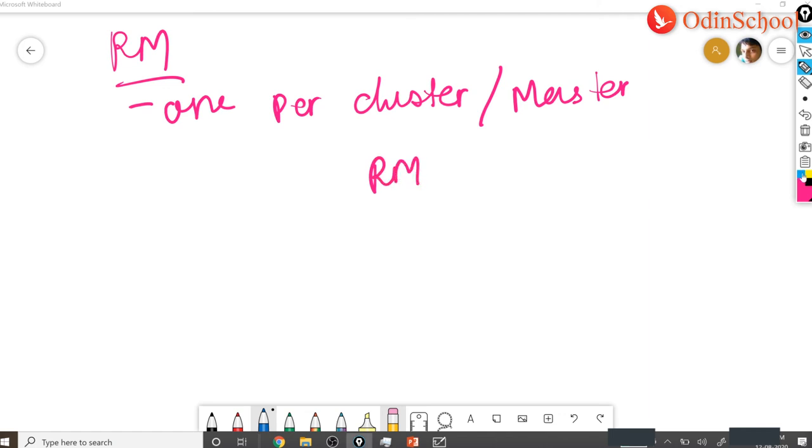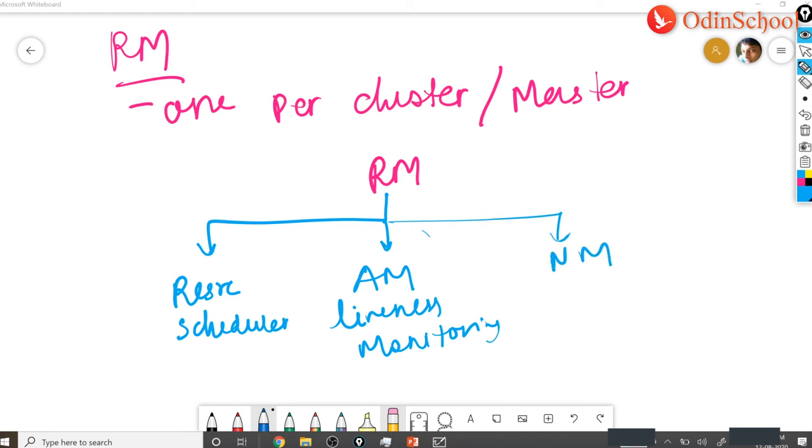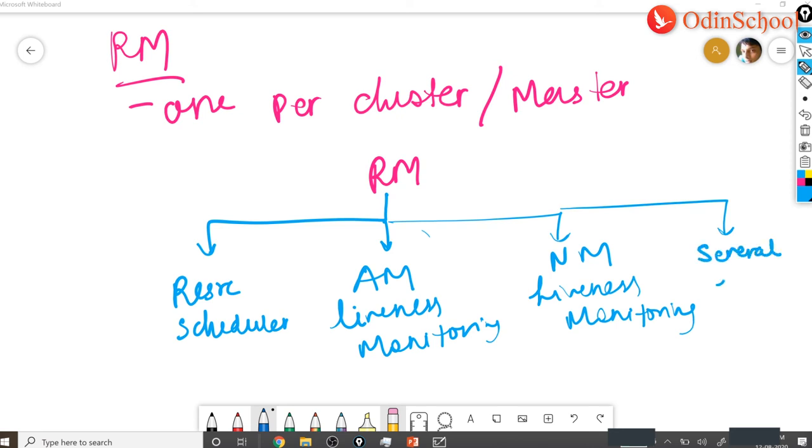So the resource manager is particularly doing the resource scheduler. One task is the resource scheduler, and another is the application master's liveness monitoring, as we saw in our previous slide. That is also a task done by the resource manager. Then the node manager, which is a slave, its liveness monitoring is also done by the resource manager. And last but not the least, there are several event handlers which are handled by the resource manager.